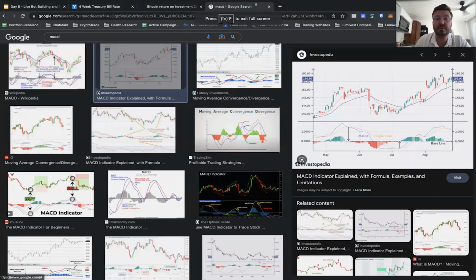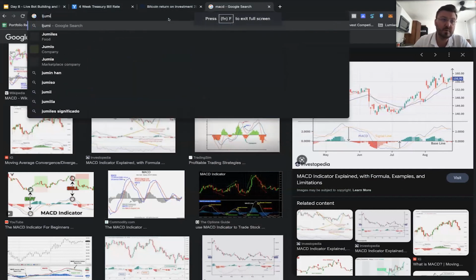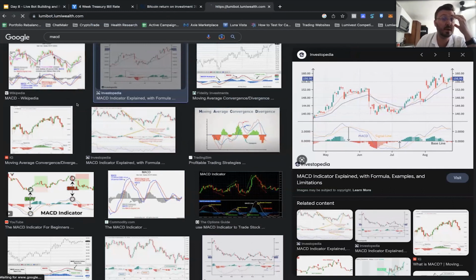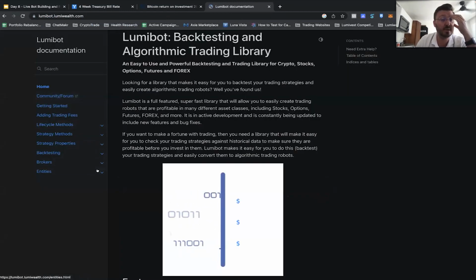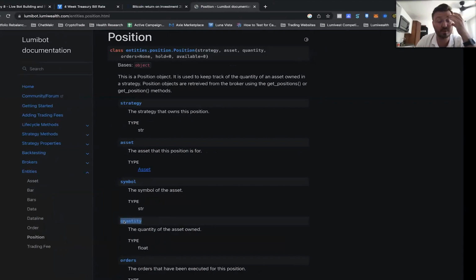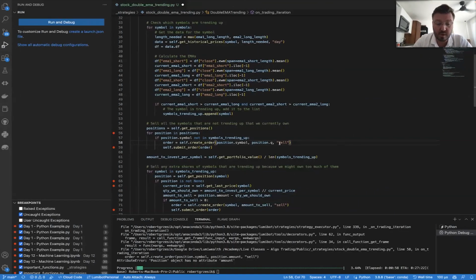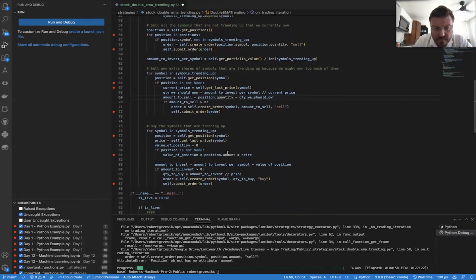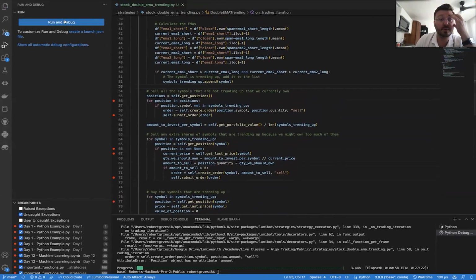So in this case, I'm going to go to our documentation and I want to take a look at position. It's a position entity that we get back. Whenever we get positions, we get back a list of these positions. So it's quantity that I want to get, and it's not amount there either. Okay. All right, so now let's run this again.